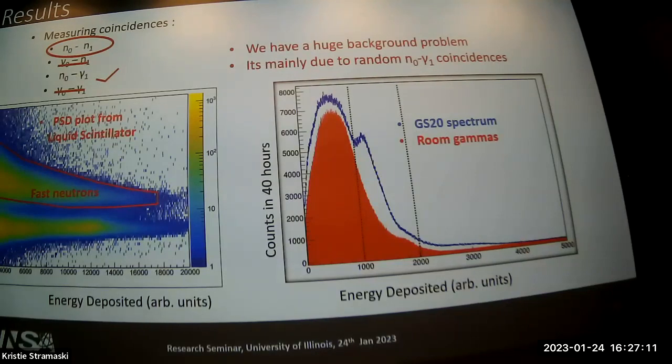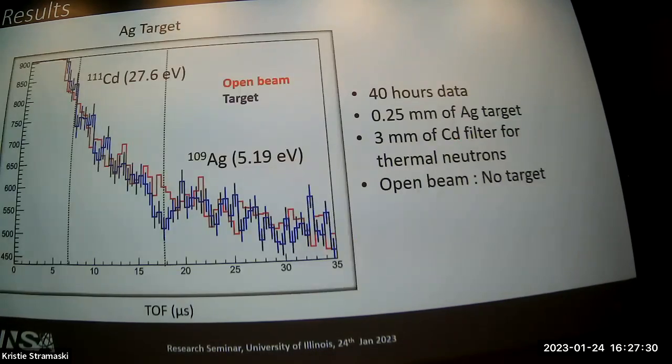So that bump that we are selecting has a huge gamma component underneath it. This third neutron-gamma coincidence, we couldn't get rid of with this setup or the detector thicknesses that we were working with. So the result of that is, again, the first experimental result for this setup.